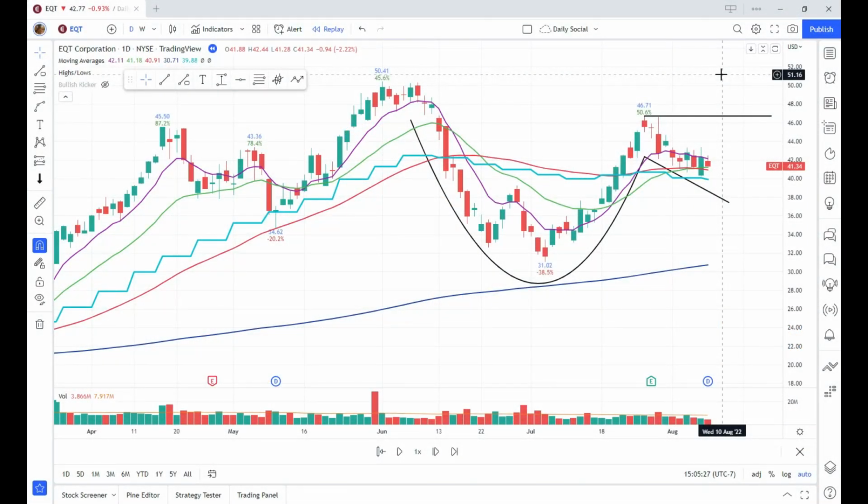So here I have the chart of EQT pulled up, and you can see it formed this very nice cup and handle pattern. The handle's drifting down towards the moving averages and finding support there, and now we have a setup candle. There were a few other setup candles in this handle as well, but they never triggered the kicker pattern, so this is the one we're going to focus on here.